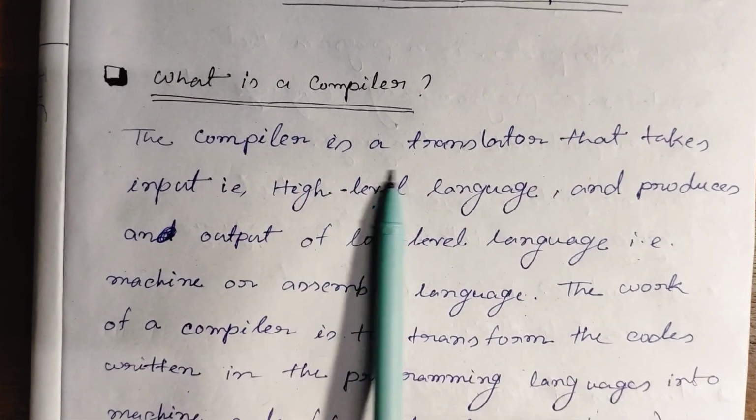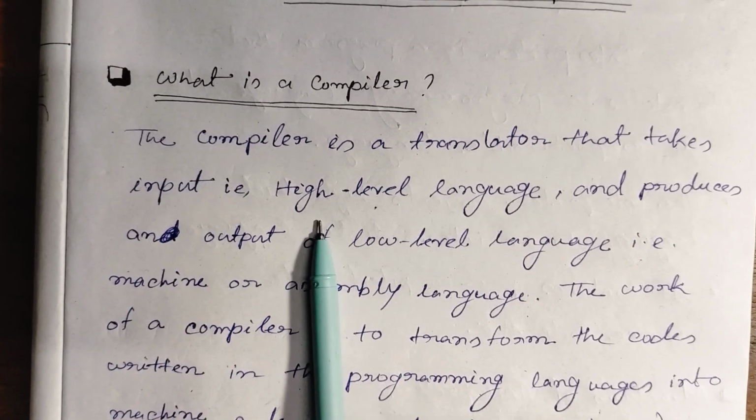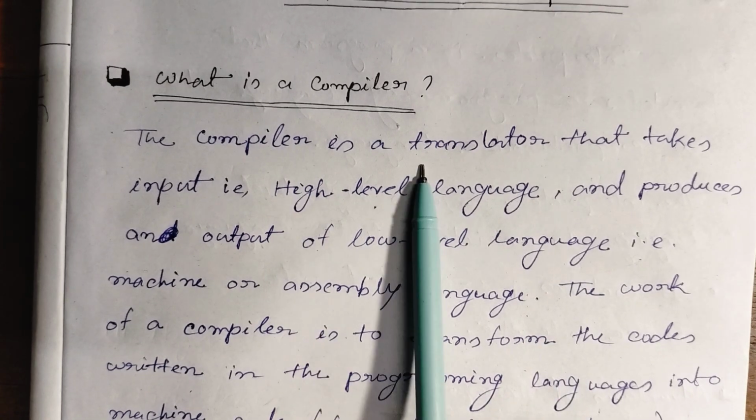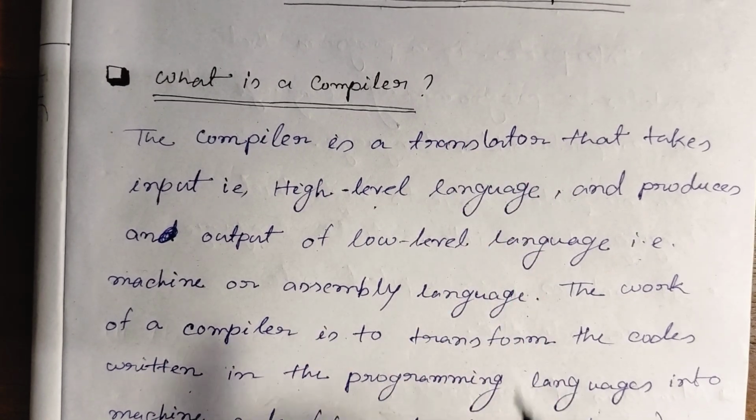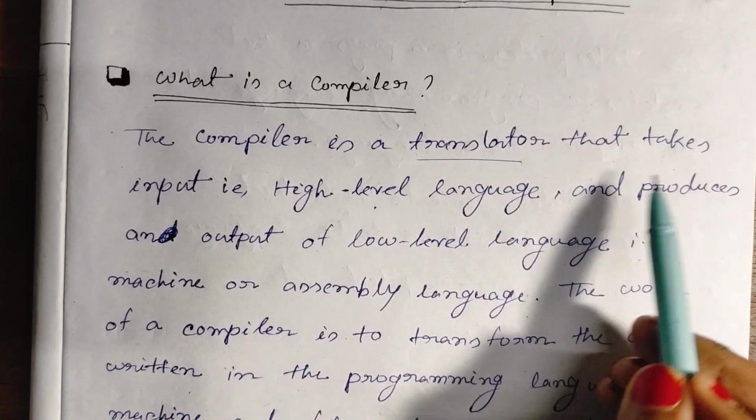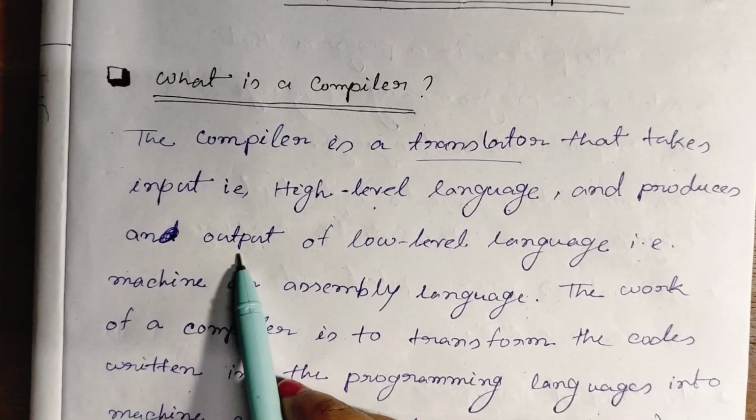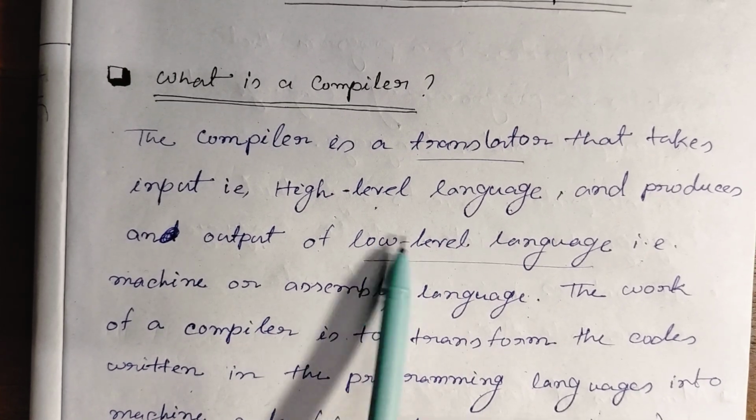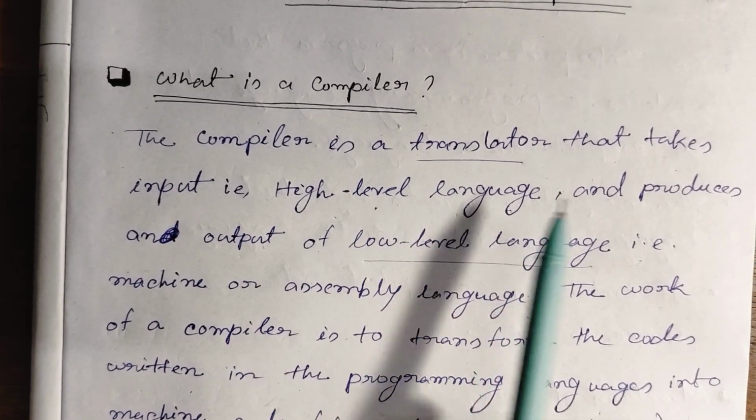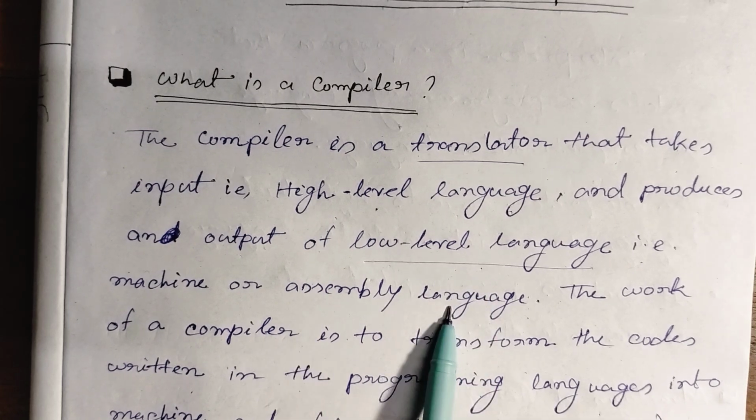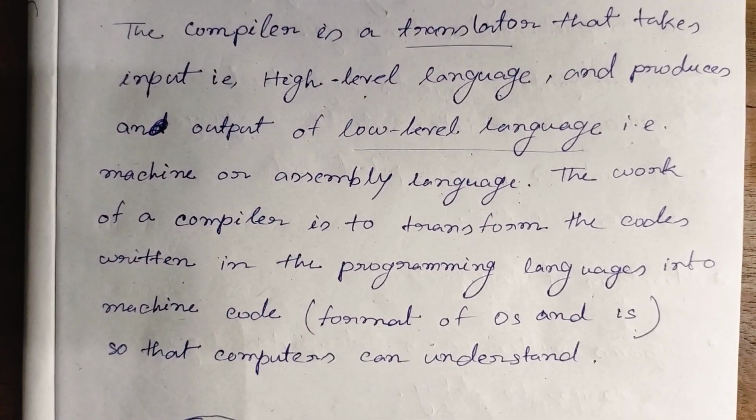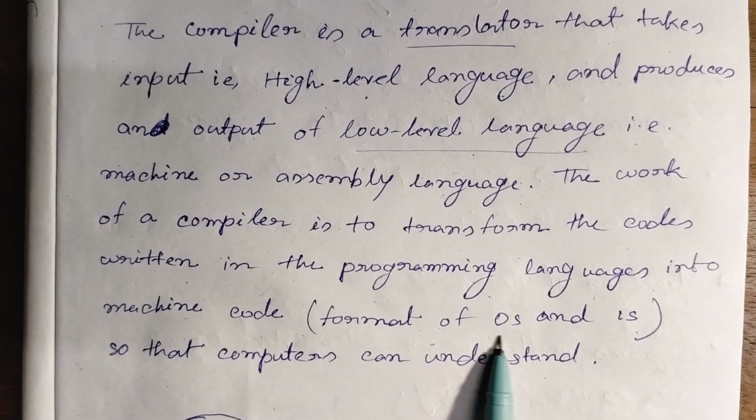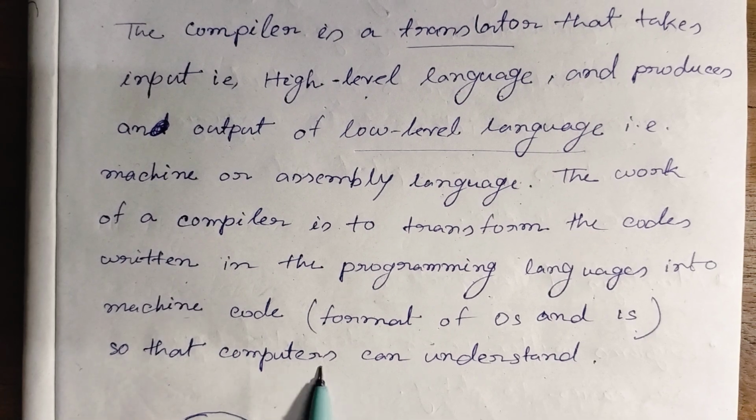The compiler is a translator that takes input in high level language and produces output in low level language, machine or assembly language. The work of a compiler is to transform the code written in the programming language into machine code format of 0 and 1s so the computer can understand.